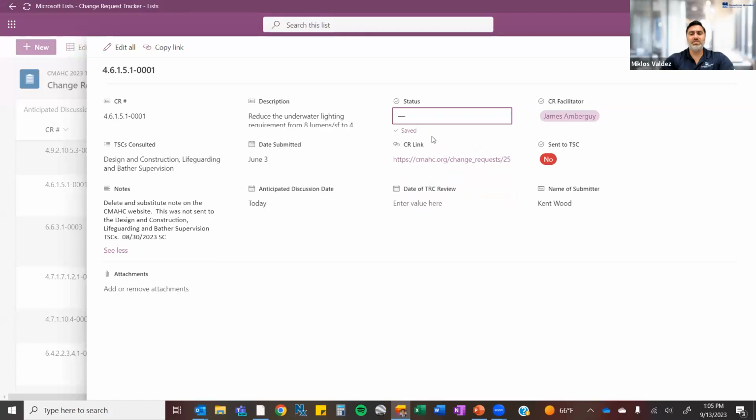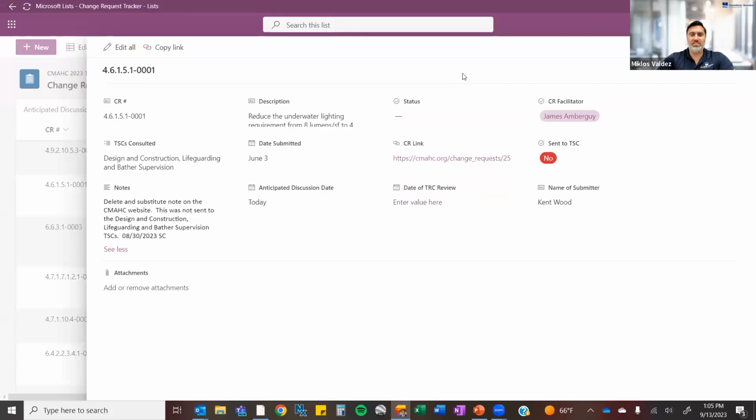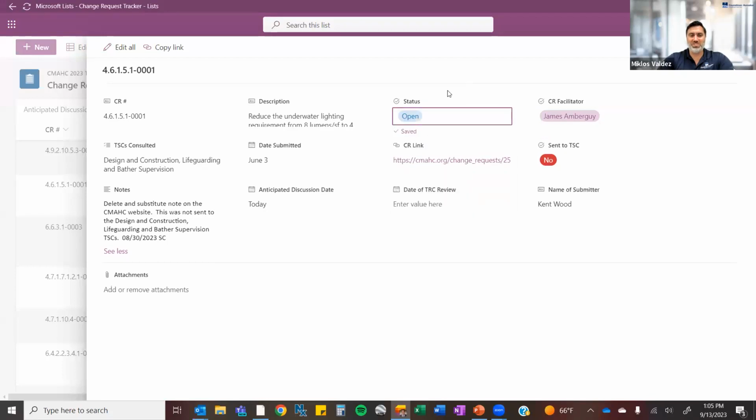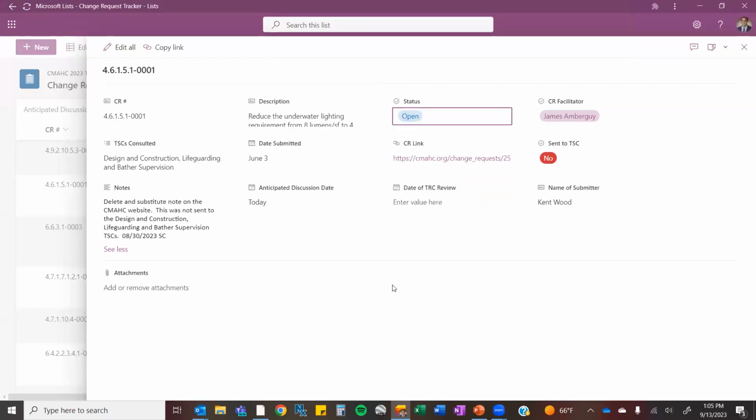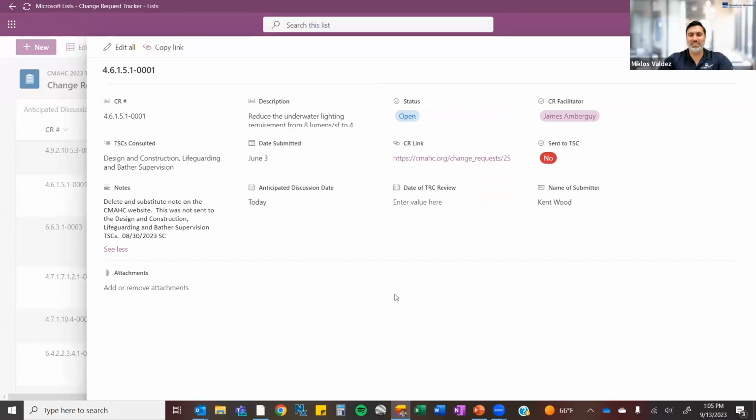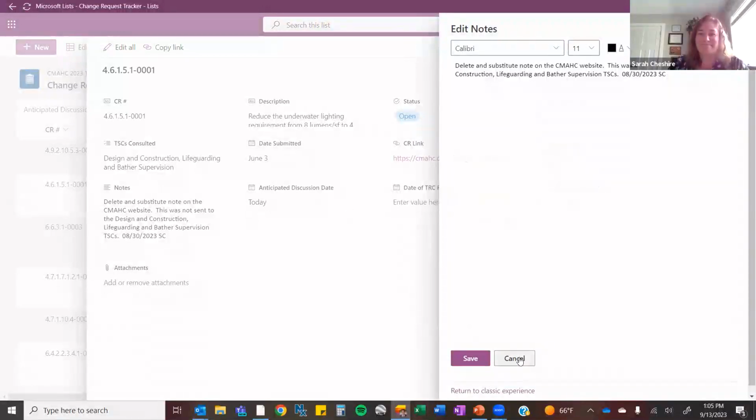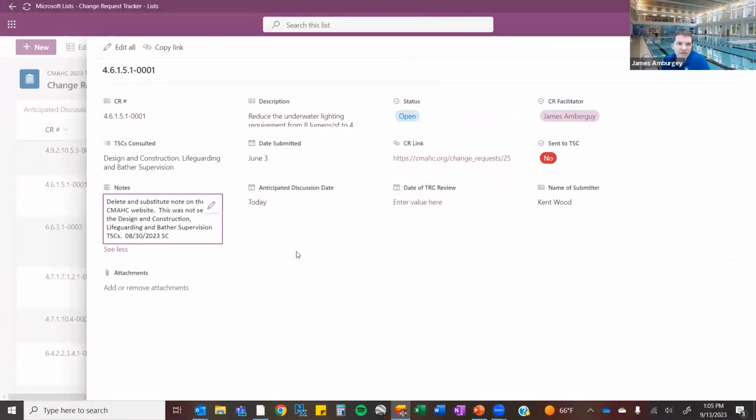Oh, delete and substitute, that meaning delete and substitute the language? Correct. So it's not deleting and substituting the CR. Correct. Okay. So this has not been sent to the TSC yet, but needs to be sent. I can do that today. And I think I can go ahead and comment on this one if we want to.